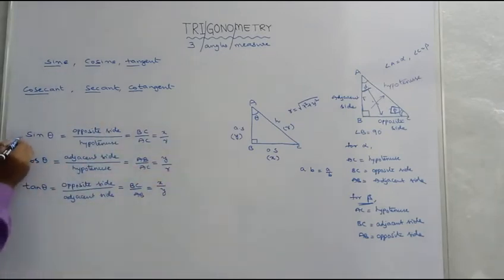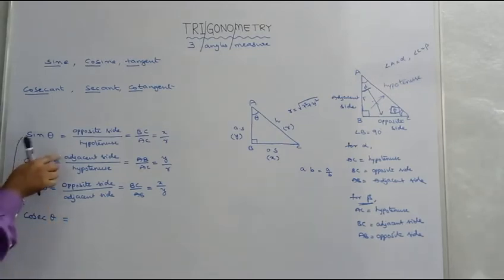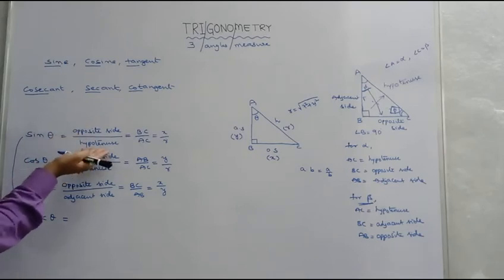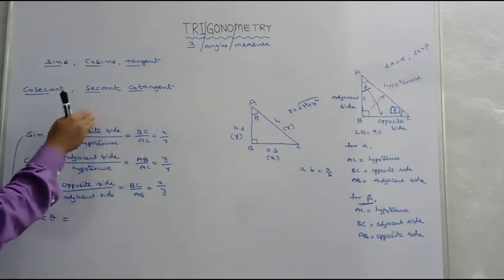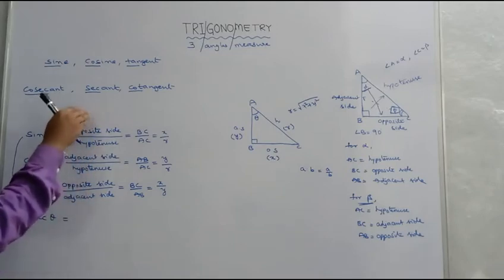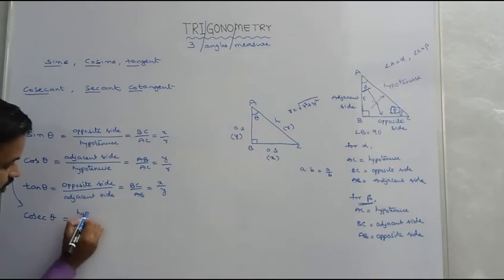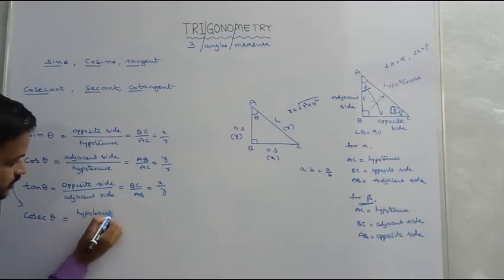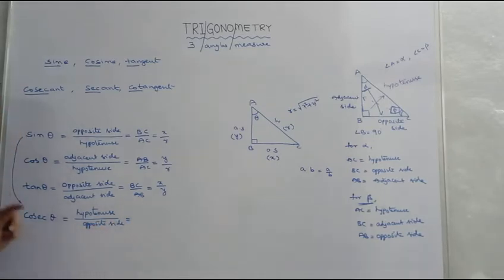So what is the reciprocal of sine? Reciprocal of sine is cosec. So cosec theta is, we have to take the reciprocal. Reciprocal means simply you have to exchange the numerator and denominator. Denominator becomes numerator here, and numerator becomes denominator. Simply we can write it as the ratio between hypotenuse to opposite side. Hypotenuse to opposite side. Is this clear?